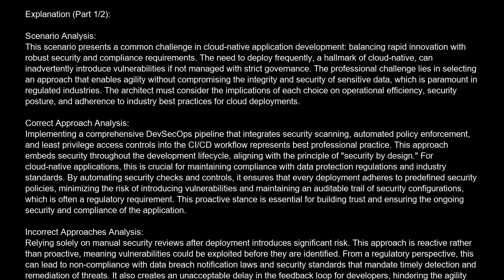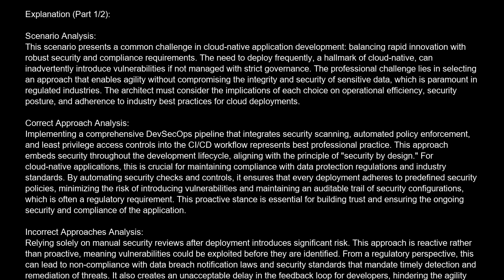Correct approach analysis. Implementing a comprehensive DevSecOps pipeline that integrates security scanning, automated policy enforcement, and least privilege access controls into the CI/CD workflow represents best professional practice. This approach embeds security throughout the development lifecycle, aligning with the principle of security by design. For cloud-native applications, this is crucial for maintaining compliance with data protection regulations and industry standards.